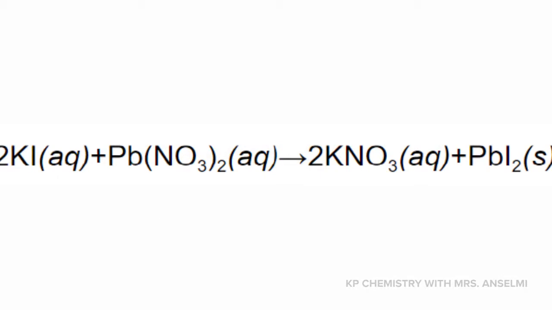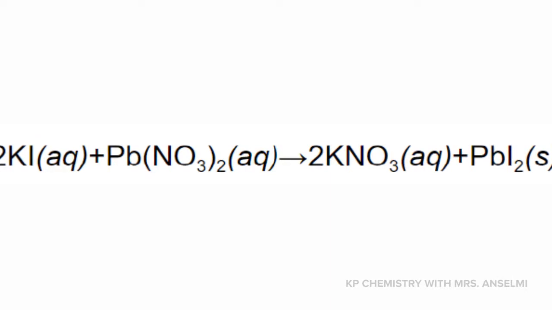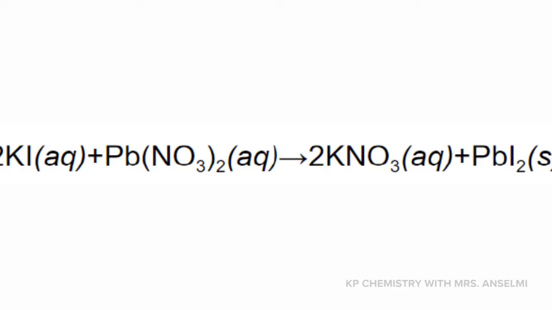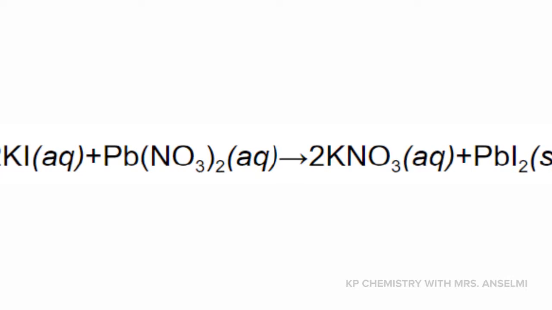In this double replacement precipitation reaction, the precipitate is lead 2-iodide. We can tell because there's an S after it in the equation. The S stands for solid. The abbreviations in parentheses after each compound identify the state of matter it's in. G stands for gas, L for liquid, S for solid, and AQ for aqueous, or dissolved in water.